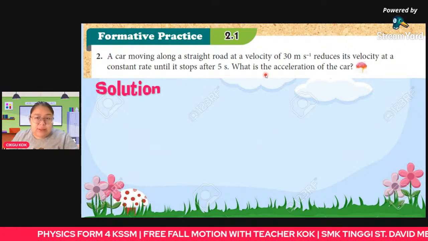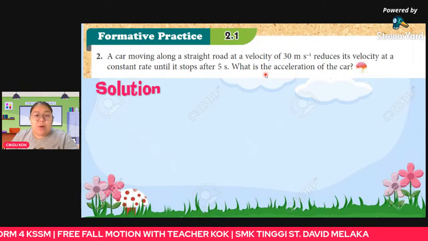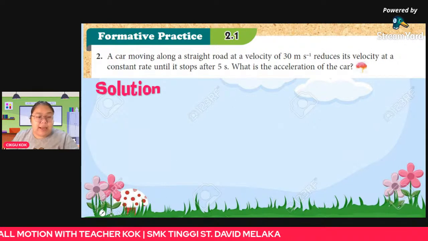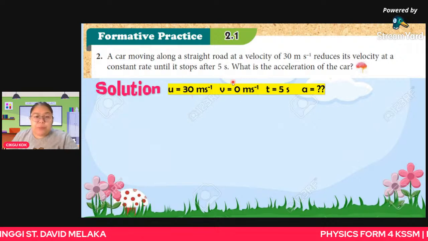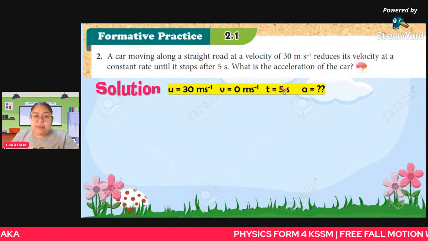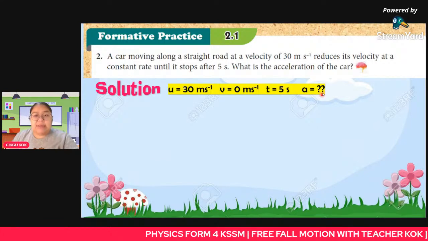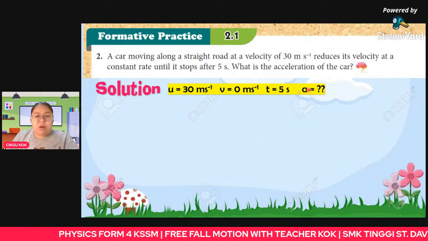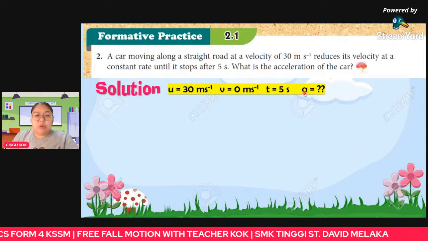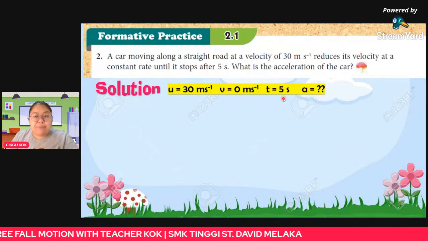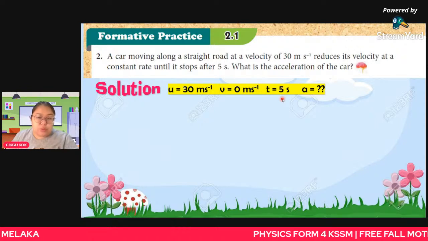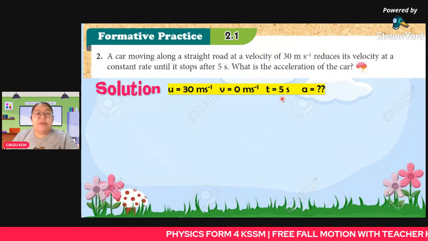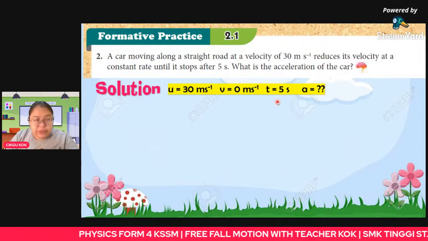Important: when starting, we need to jot down all the info first. Let's see the info. u equals 30, v equals 0, t equals 5 seconds. The acceleration we don't know. The question never mentions displacement. So no displacement. Now we need to think about what equation we need to use. I want the students to give me the equation.